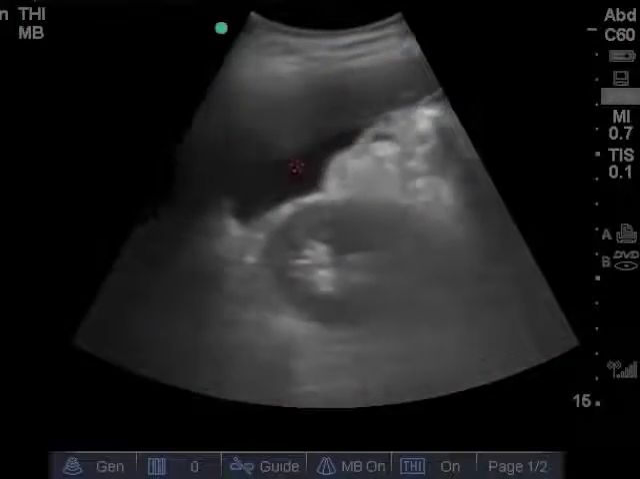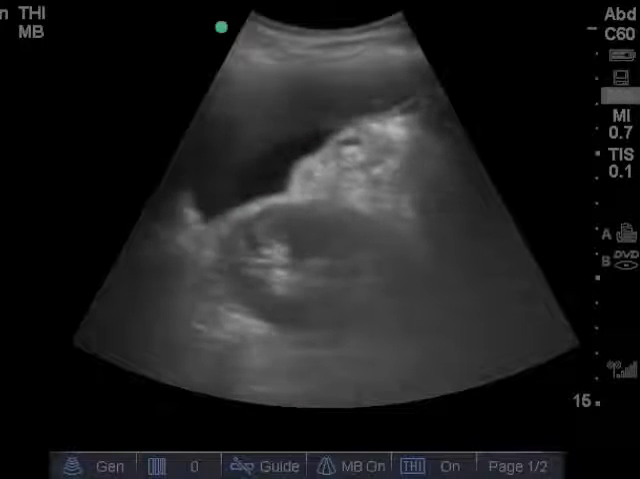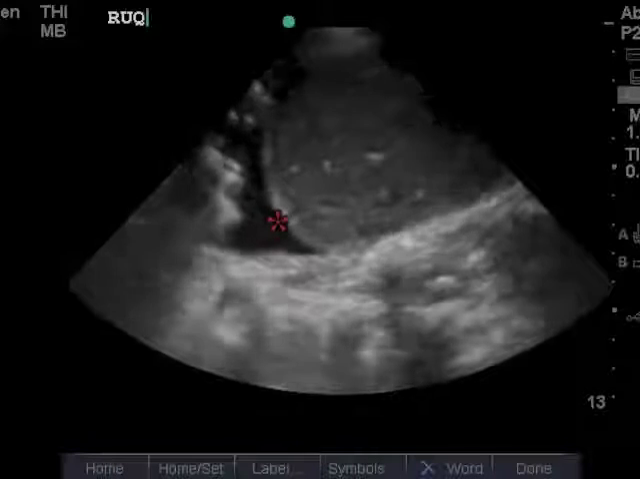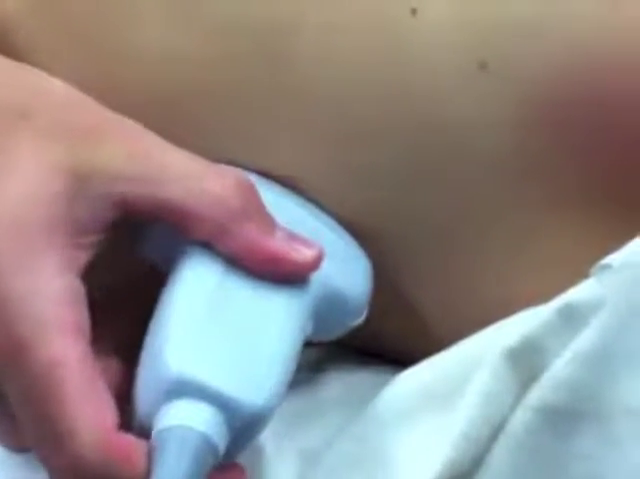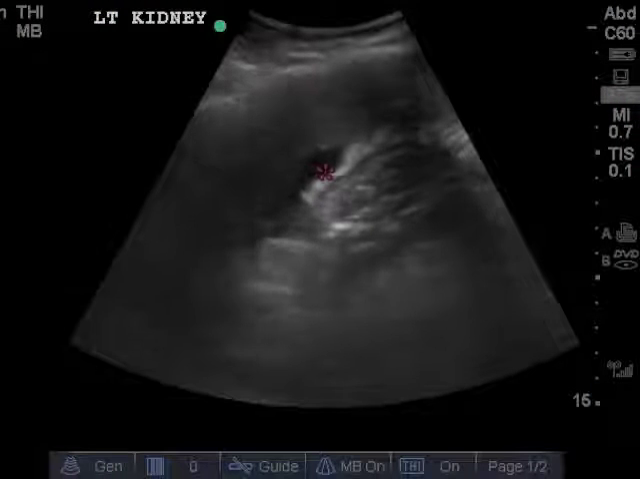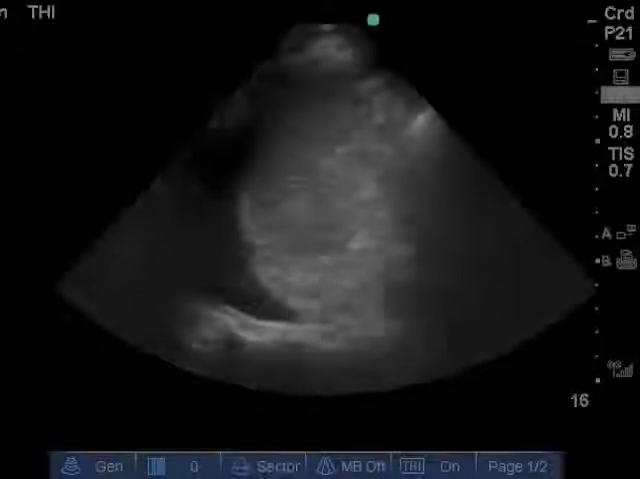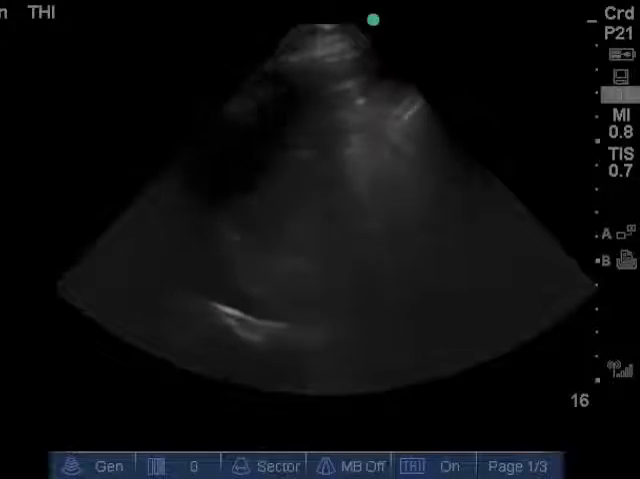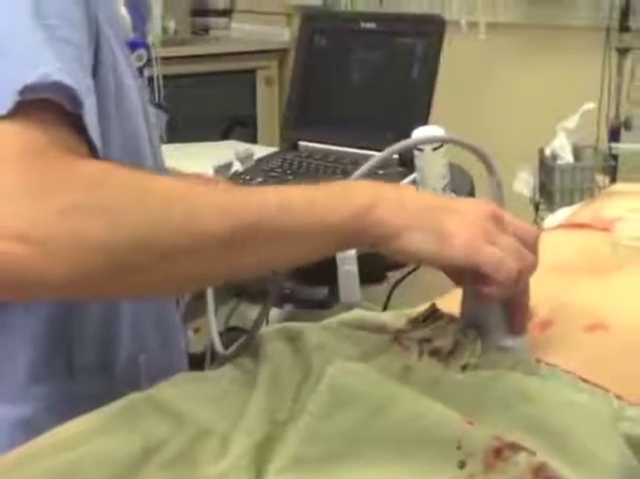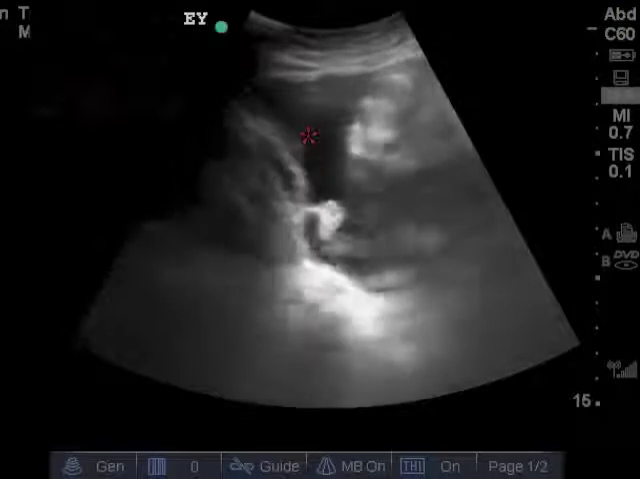Oh boy. Black stripe of free fluid in Morison's pouch between the liver and the kidney. Moving above the diaphragm, we see the same thing. Dark black fluid, that's a hemothorax. Now into the left upper quadrant. That's a black fluid stripe in the splenorenal recess between the spleen and the kidney. And again, fluid above the diaphragm. More evidence of a hemothorax. Pelvis view. There's fluid everywhere down here. His bowels are surrounded by it.